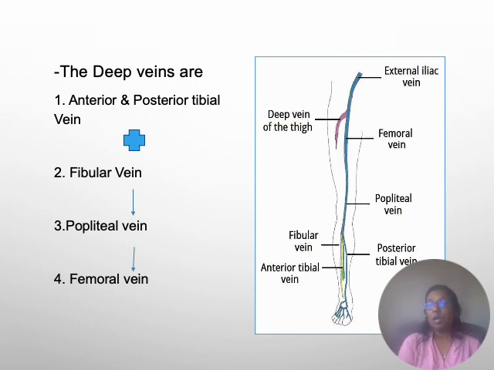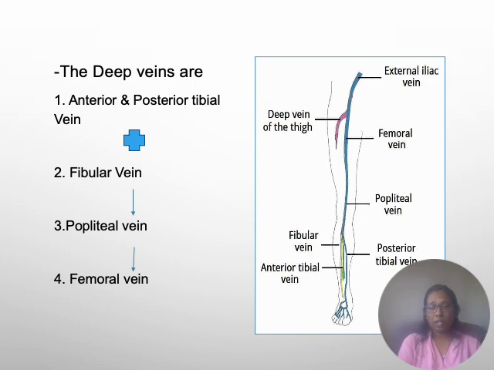Okay. Now, how are they formed? The anterior tibial vein is actually formed by the deep veins of the dorsum of the foot, whereas the posterior tibial vein and the fibular vein are formed by the venae comitantes which are accompanying the medial plantar and the lateral plantar arteries.